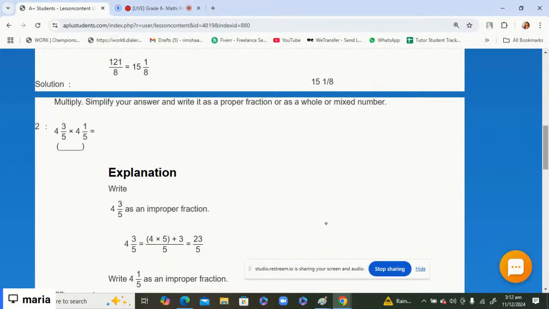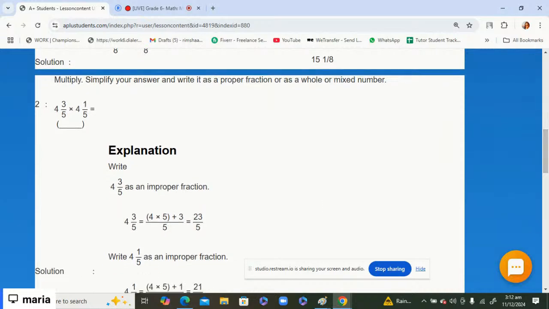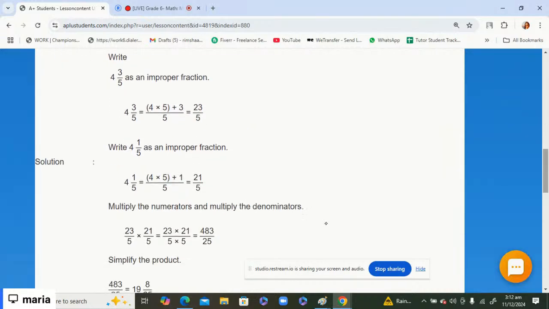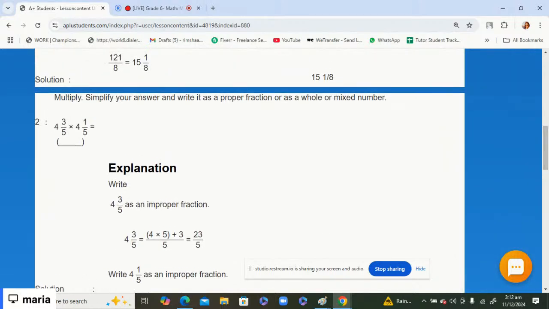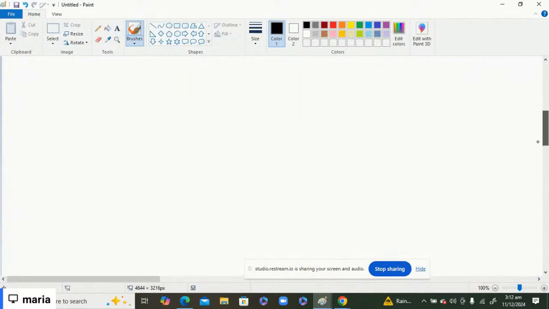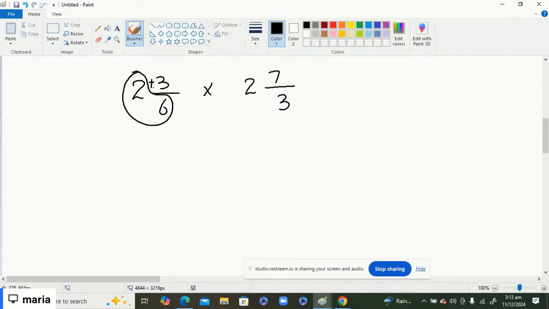Now look at the second question. They are saying multiply, simplify your answer and write it as a proper fraction, whole or mixed number. So let's solve. For example, 2 and 3 by 6 times 2 and 7 by 3. What is the first step? We multiply the whole number by the denominator and add the numerator. So 6 times 2 is 12, 12 plus 3 is 15 over 6.